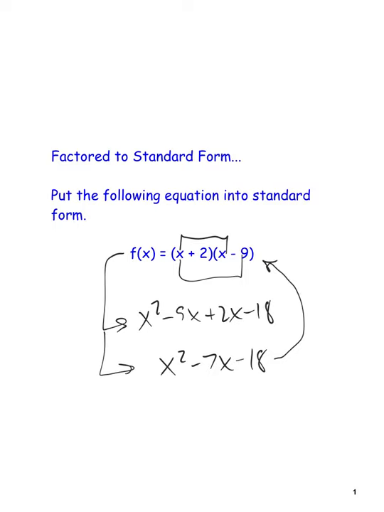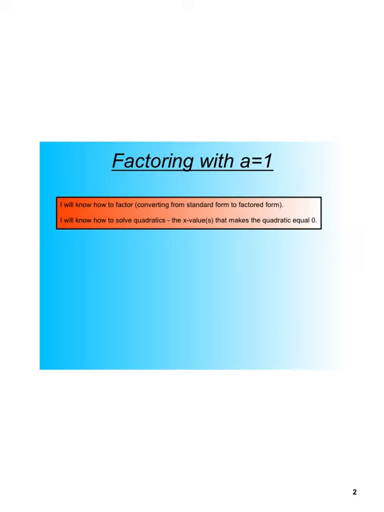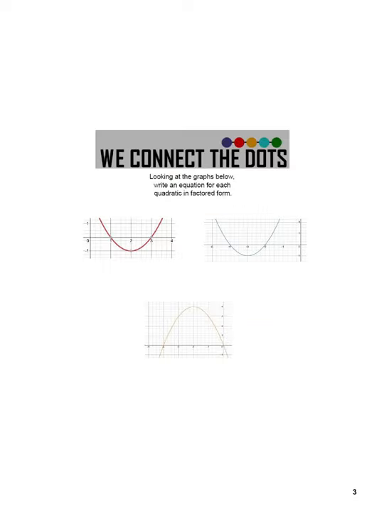Again, standard form is very commonly used, and the questions we may get involve having to factor that to find zeros, or to find x-intercepts, or whatever it may be for that particular question. So let's focus here on factoring with a equal to 1. So just knowing how to factor, converting from the standard to the factored form, and then how to solve these quadratics and figure out what x value is that makes the quadratic equal 0, or x values, perhaps.